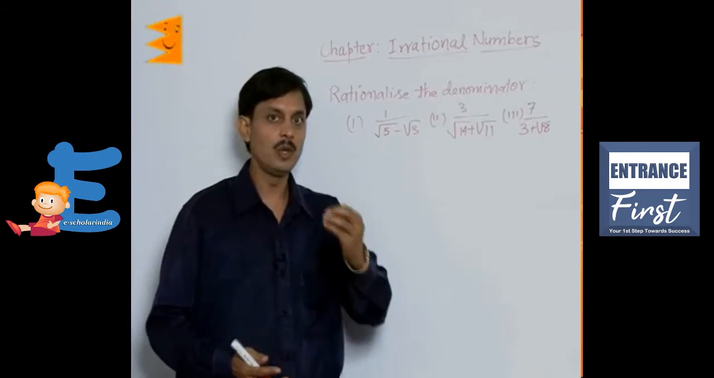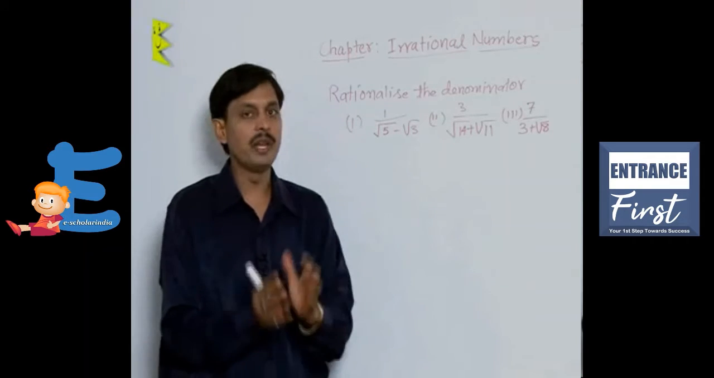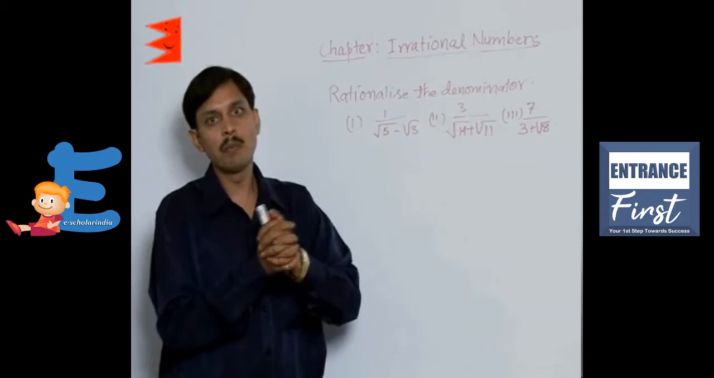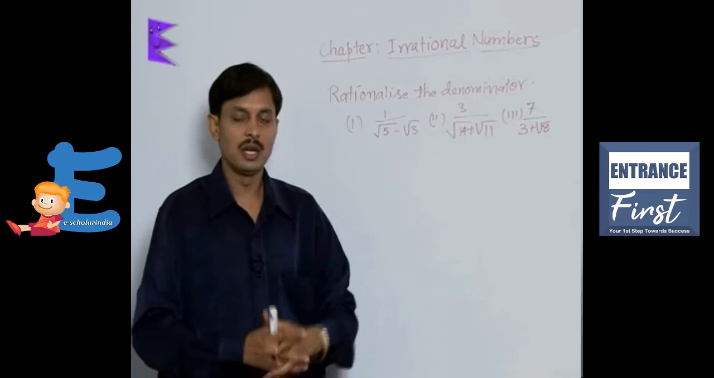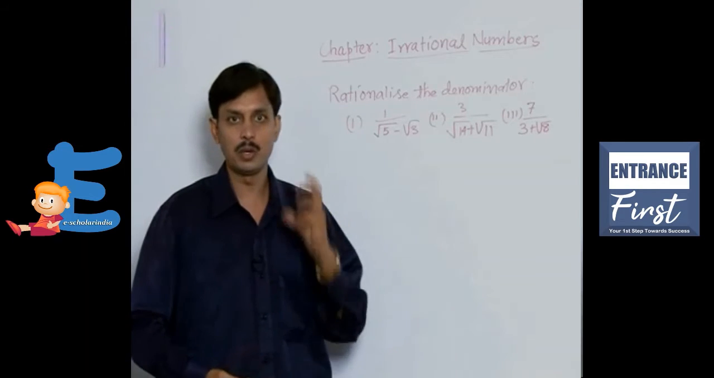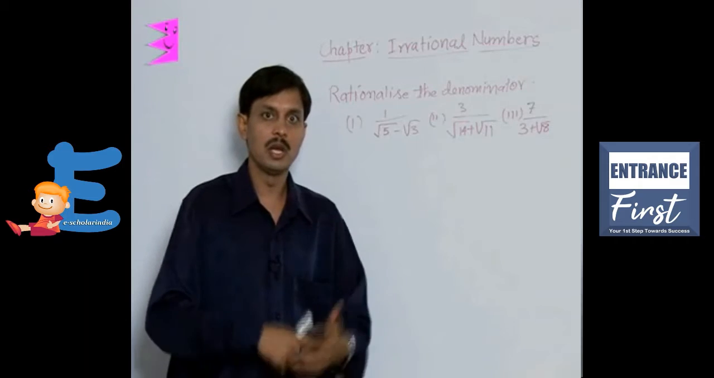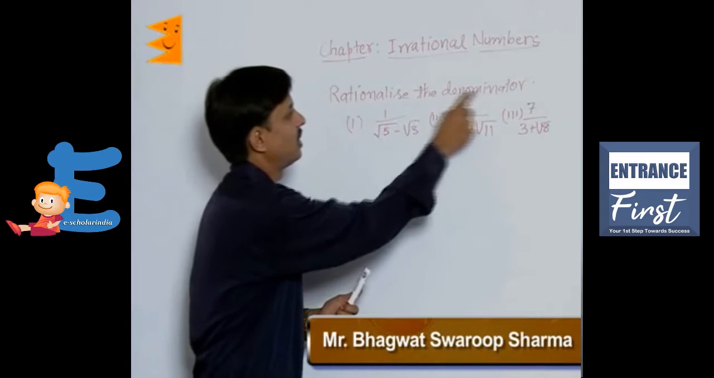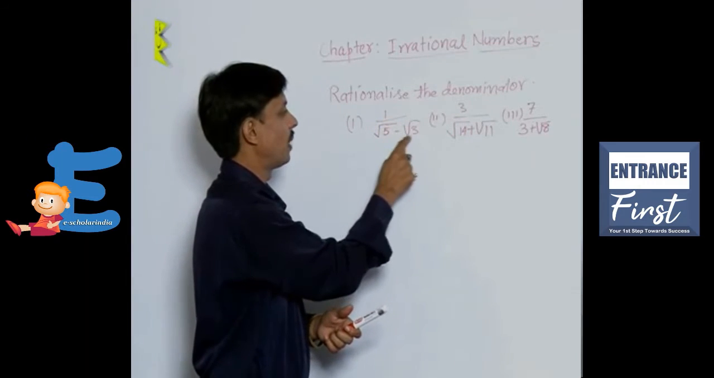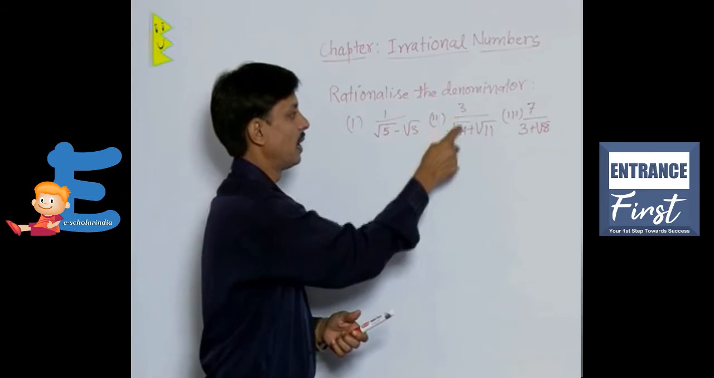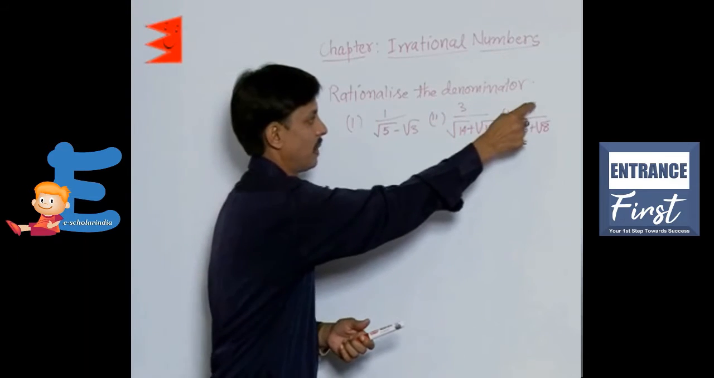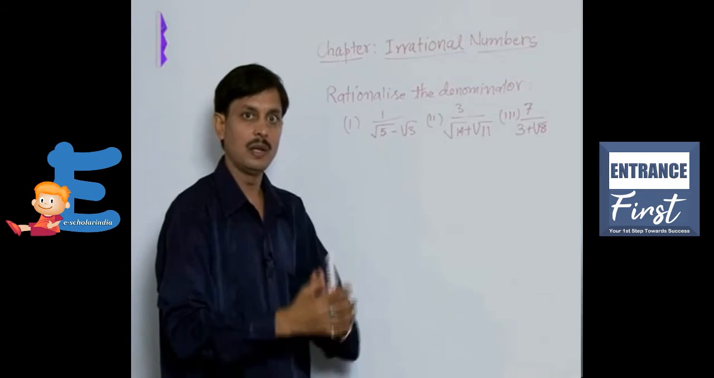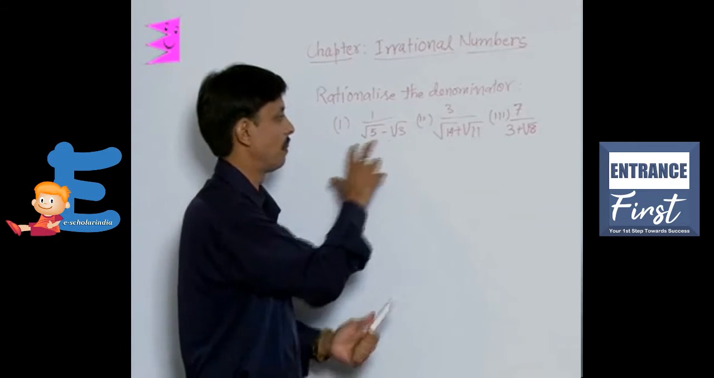Now I am taking a few more examples where the denominator is not a monomial, the denominator is a binomial. The meaning of monomial and binomial you must be clear. Monomial where a single term, binomial where two terms, trinomial where three terms, more than three terms we say polynomial. The question is how to rationalize the denominator of 1 by root 5 minus root 3, second part 3 by root 14 plus root 11, third part 7 upon 3 plus root 8. It is so simple to rationalize the denominator in case of the binomial.